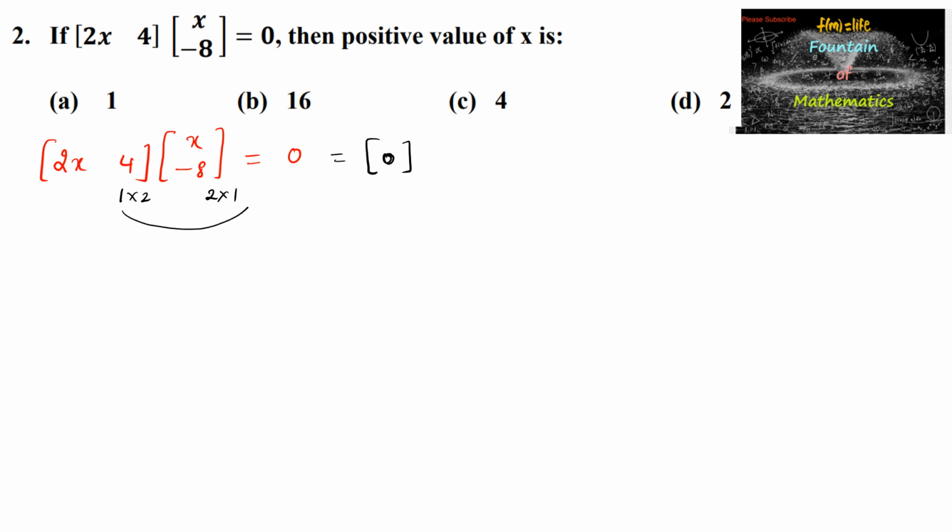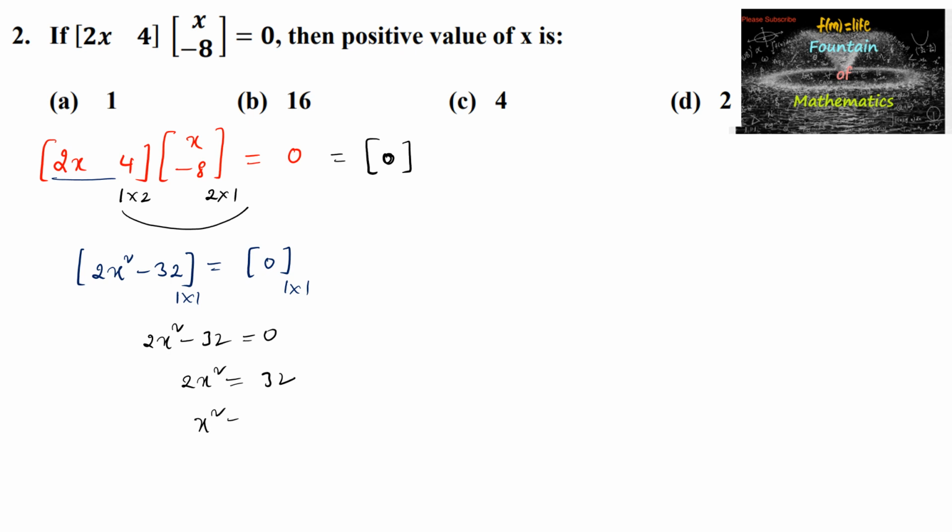So let us simplify here. Row with column: 2x into x is 2x squared, plus 4 into minus 8 is minus 32, which is equal to 0. So equating the two matrices, both are of 1 by 1, correspondingly we can write 2x squared minus 32 is equal to 0, or 2x squared is equal to 32, or x squared is equal to 16. So x is equal to plus or minus 4.